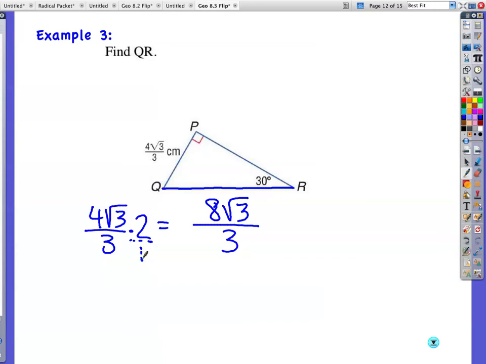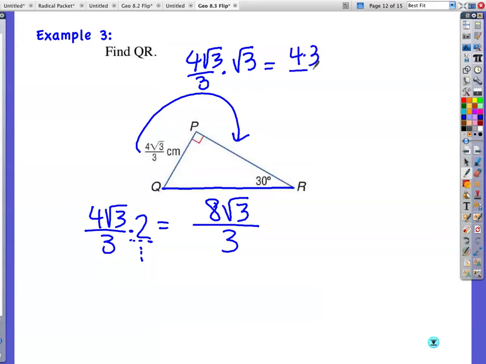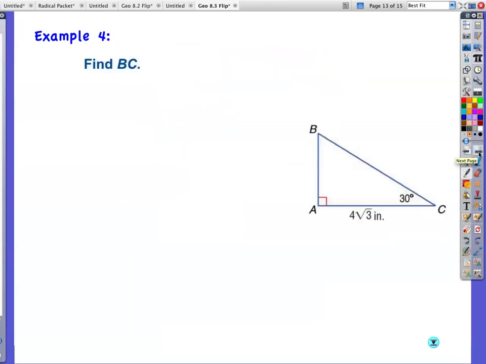Just for fun, because I know this is going to be a tough section, I'm going to take this and come around here and show you 4 square root 3 over 3 times, remember what I do? Short side times square root 3 gives me my long leg. So 4 times square root 3 times square root 3 is 4 times 3 over 3. Oddly enough, that's going to cancel. Or you can say 12 divided by 3 is 4. Either way you work it, my long leg has a measurement of 4.